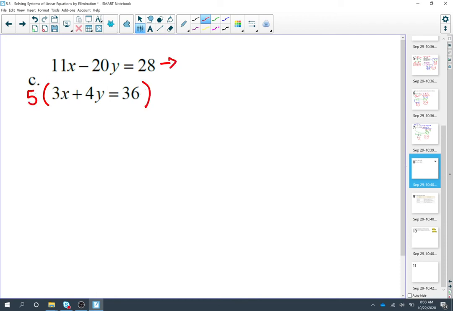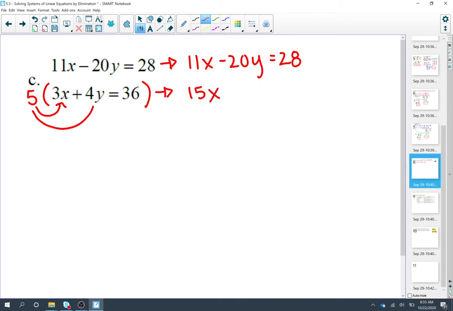Leave the top equation the same, so 11x minus 20y equals 28. Bottom equation, 5 times 3x is 15x. 5 times 4y is 20y. And 5 times 36, I'm going to grab my calculator. 5 times 36 is 180.